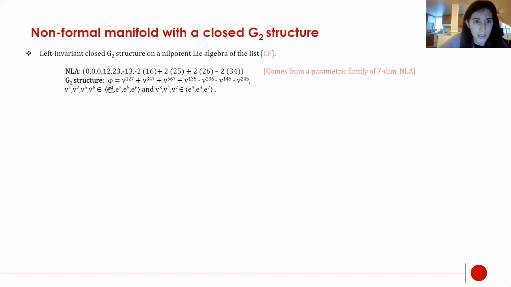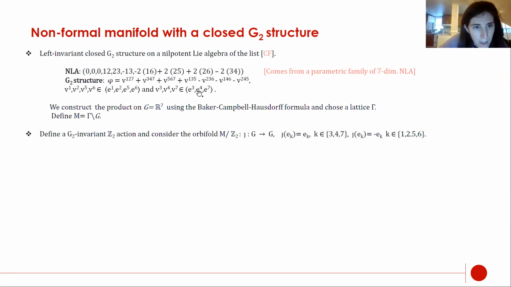is not written in the coordinates that yield the Salamon notation, which I am denoting by E1 to E7. But if one does a change of variable, defining some B1 to B7, one can write phi in the canonical form. And the important property is that B1, B2, B5, and B6 lie in the span of E1, E2, E5, and E6, and B3, 4, 7 lie in the span of E3, 4, 7.